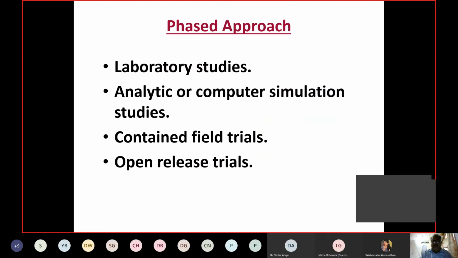So the most important thing would be first to do the phased laboratory and semi-field or physically contained experimentation in order to get the data on whether or not the transgenic mosquito under all situations is good to go further for the field release, the final experiment. These include the laboratory studies, analytic or computer simulation studies, the contained field trials, and finally, if everything goes well and is on record, everything unchallenged, it goes for the final open release trials.